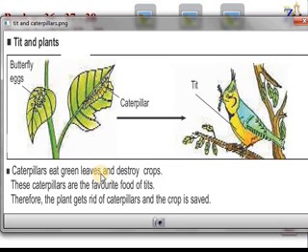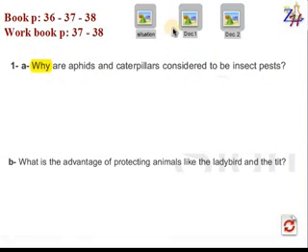Caterpillars eat green leaves and destroy crops. These caterpillars will eat the leaves, and the plants are no longer good for cultivating. These caterpillars are the favorite food of tits. Tits like to eat caterpillars. So the plant gets rid of caterpillars and the crop is saved. So the tit here eats the caterpillar and saves the plant. Now let's answer the questions found in the workbook, page 37.